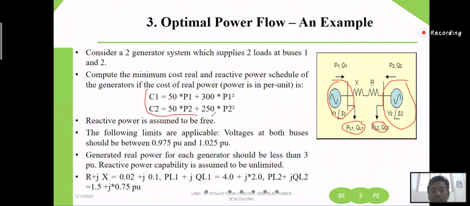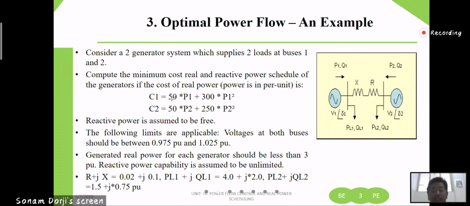Okay, for generator 1 the cost of real power is C1 equal to 50 P1 plus 300 P1 square. Okay, this is the question that has been given. If the cost of the real power of generator 1 is given by C1, then generator 2 is given by C2. Why has it been written this way? Because we are including fixed and variable costs.